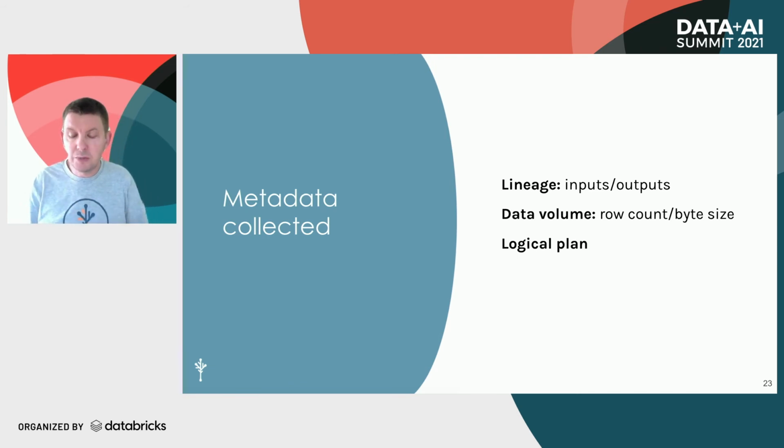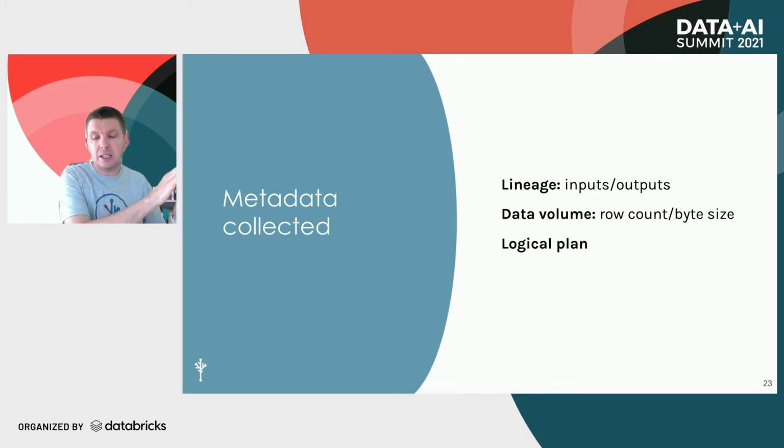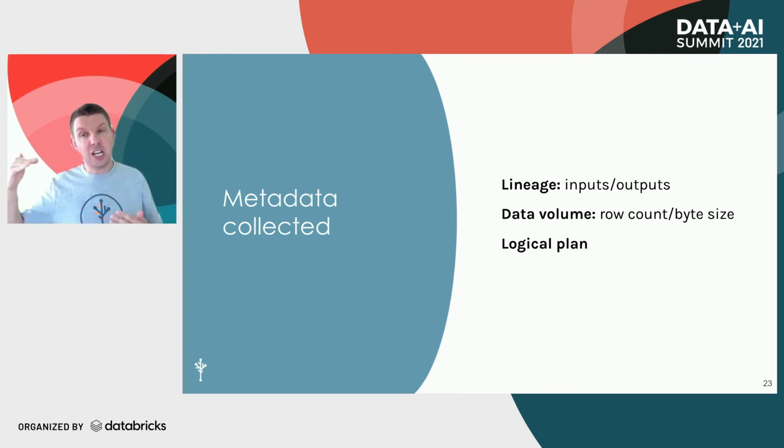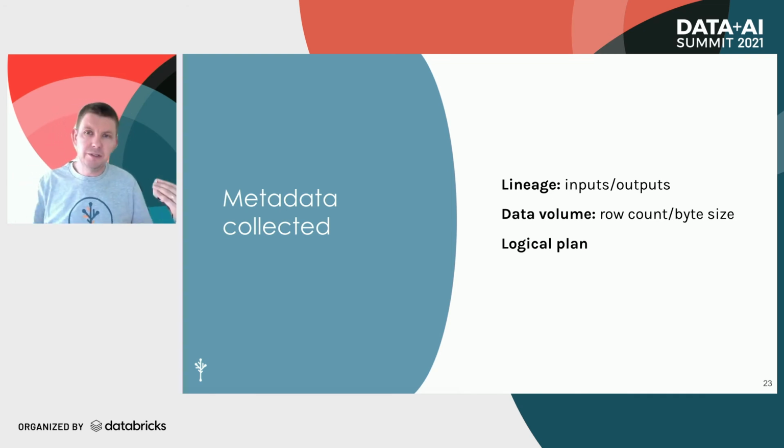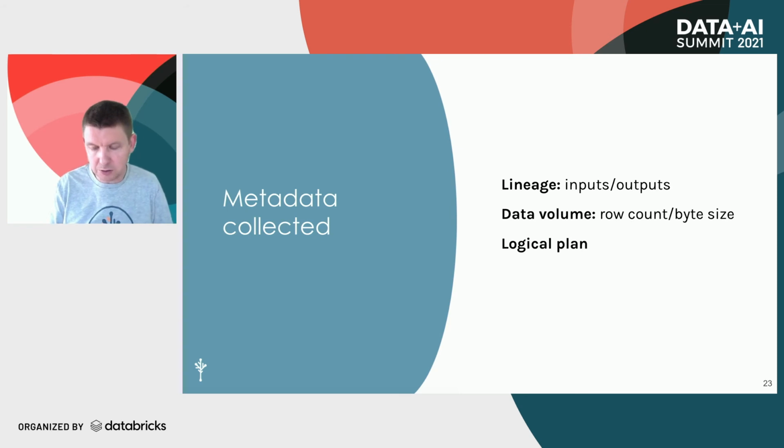It's also, from the profile, going to collect the row count and byte size: how many rows were consumed from the input, how many rows were produced in the output. And it's also collecting the logical plan in a standard way. So all very useful information if you want to build observability and understand what happened and how things change over time, right? A typical use case is understanding if the row count is consistent with what it has been historically.